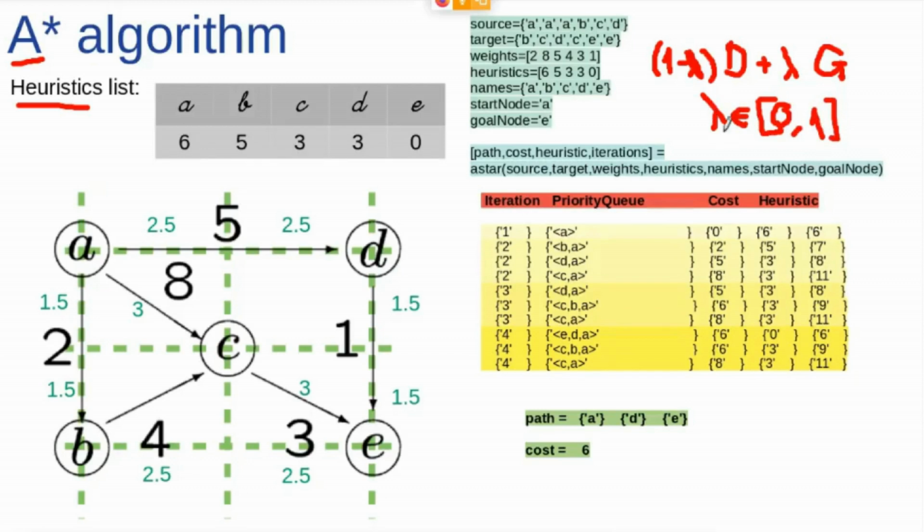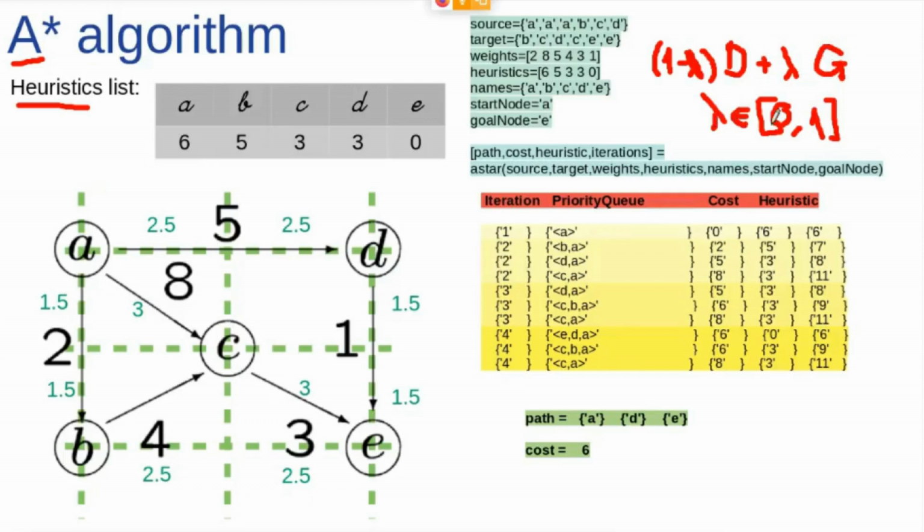So if lambda, for example, is 0, you use purely the Dijkstra algorithm. Remember, very slow in the execution, but optimal results, right? If you use a 1, you will use the greedy algorithm. It's not optimal, but it's very, very fast. But you can use a mixture, right?